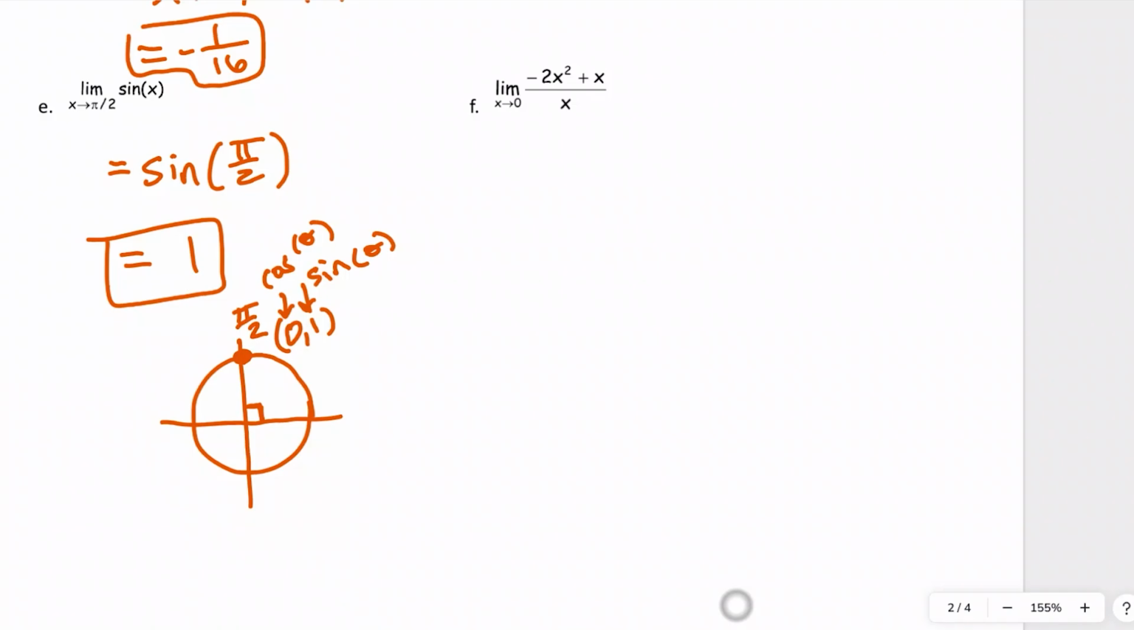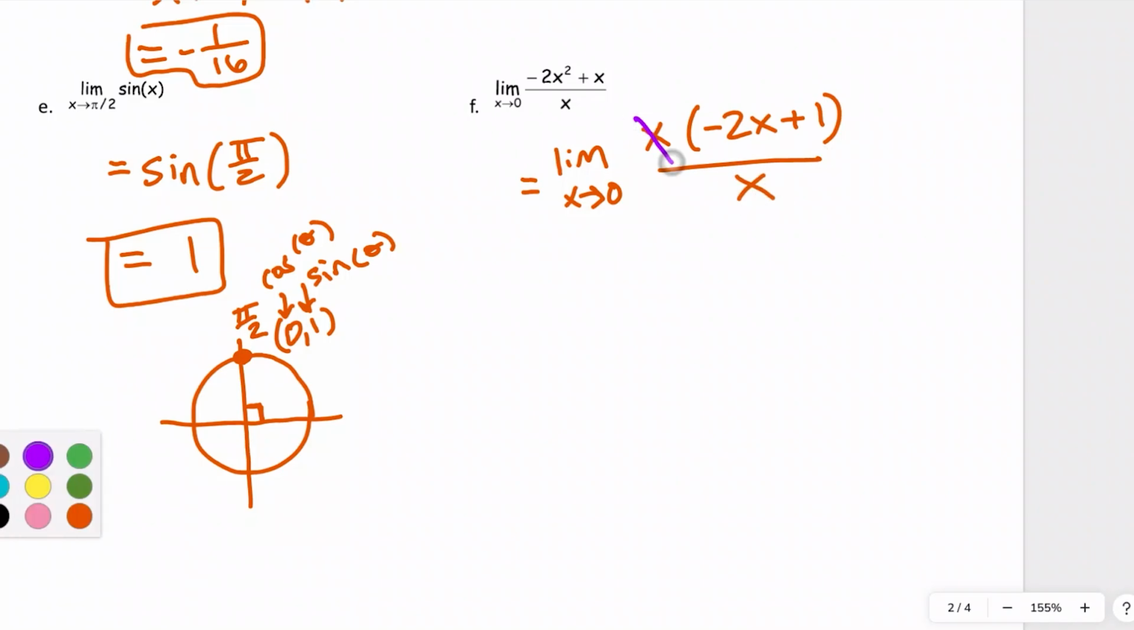We want the x to go to 0, and we see that obviously that's going to make the denominator 0, so we can't use direct substitution. But what we can do is factor out an x as though it is a GCF, and actually it is a GCF on the top. So just leave that negative 2x plus 1 there, the x on the bottom. Now I can reduce the x's, then we're going to be in business here.